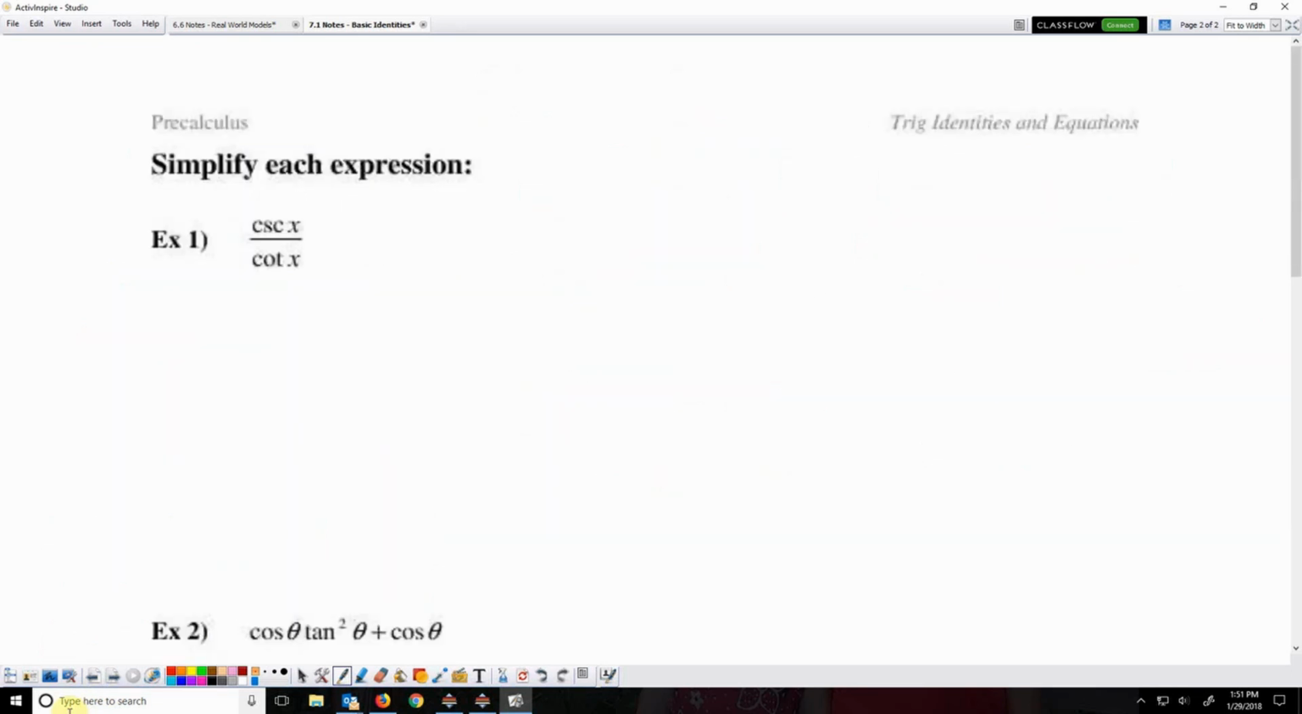So we need to simplify each expression. So example 1, cosecant x over cotangent x. We want to simplify that as much as possible. Here's your strategy. Put everything in terms of sine and cosine.